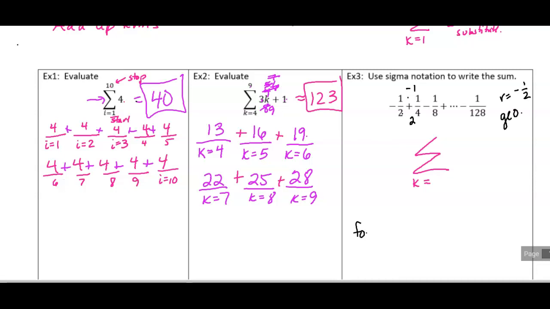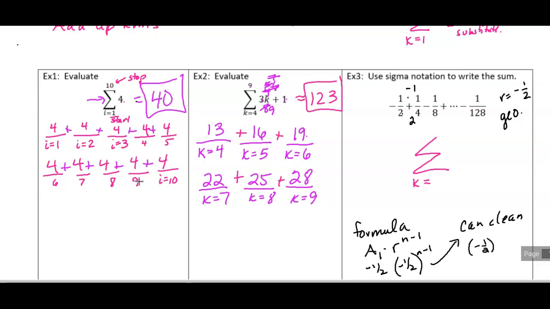So our formula, I'm going to write it down here, is a sub 1 times r to the n minus 1. So our first term is -1/2. Our ratio just happens to be the same. Use a parenthesis, and then n minus 1. Remember, you want to keep n. Now, there are some things I can do here to clean this up. We can clean this one up because our base and our number in the front are the same. So this is like -1/2 to the first.